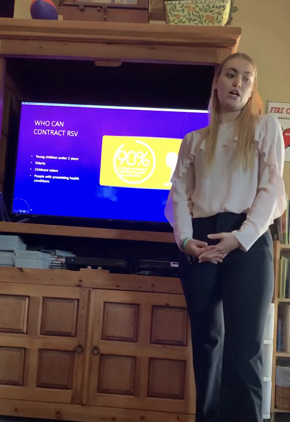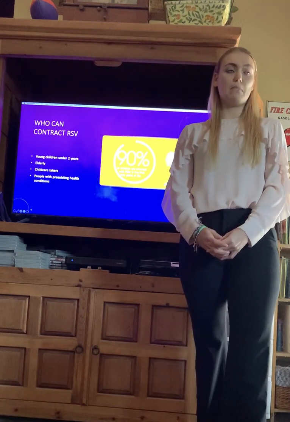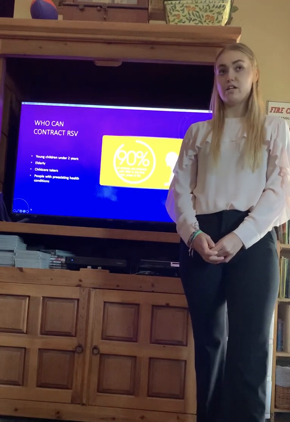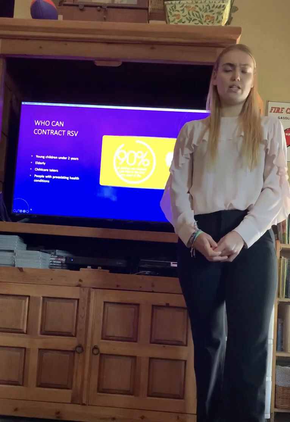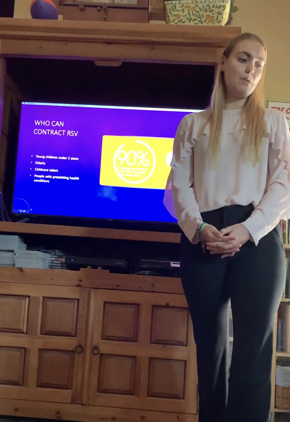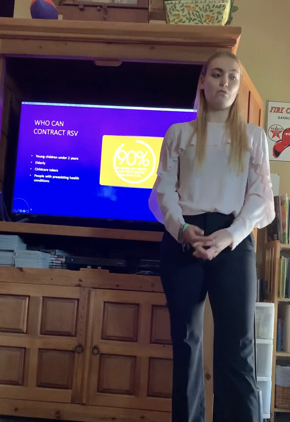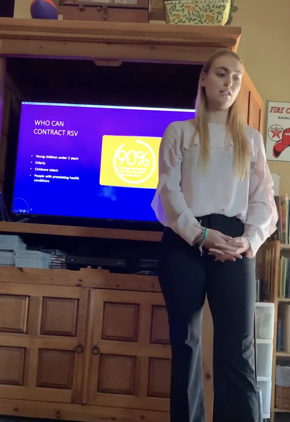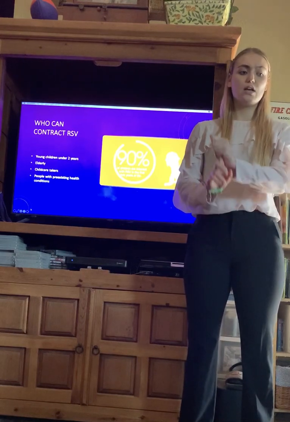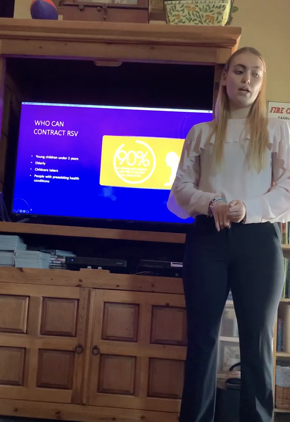So who exactly can contract RSV? RSV is most commonly seen in infants and mainly just children under the age of 2. It is also seen in elderly adults, child caretakers who work in the daycare setting or are nannies, just overall exposed to young children, and people with pre-existing health conditions. Since the respiratory syncytial virus attacks the respiratory system, it's going to affect people with lung issues, people who are already immunodeficient, and people with heart problems as well.